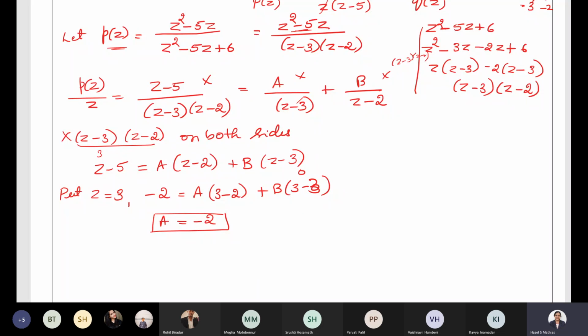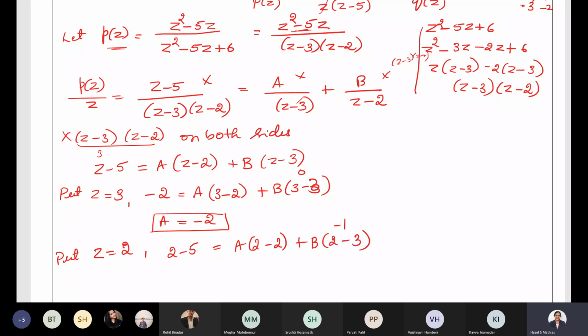Yes or no? Yes, ma'am. Okay, next. Now put z is equal to 2. What happens when you put z is equal to 2? 2 minus 5, that is equal to a into 2 minus 2 plus b into 2 minus 3.